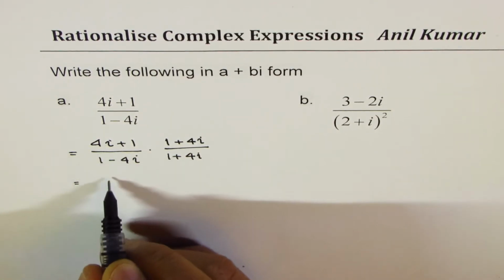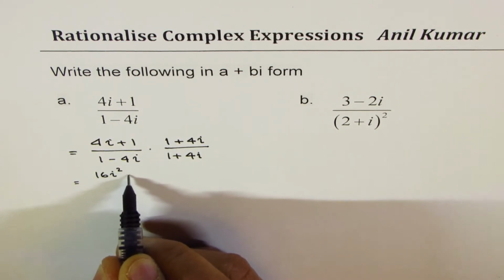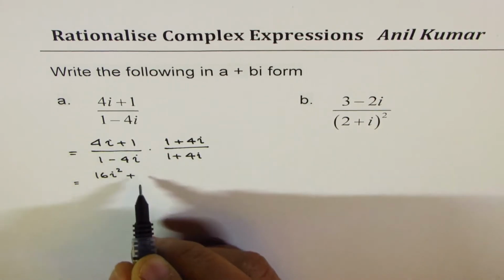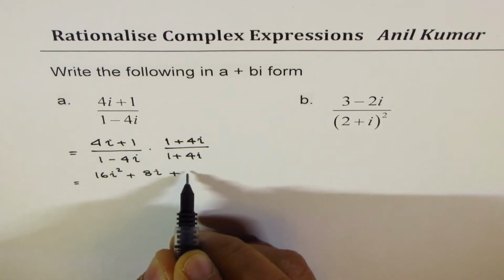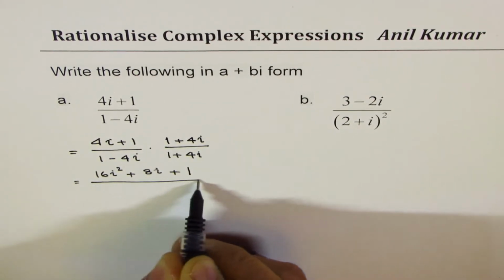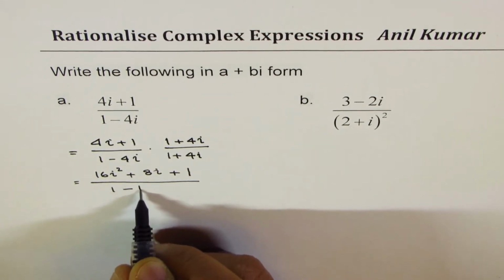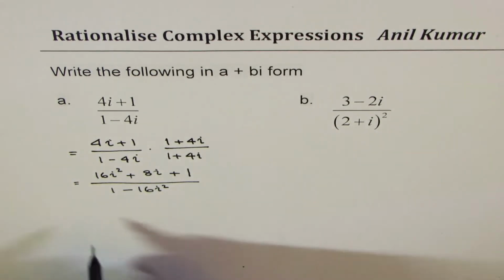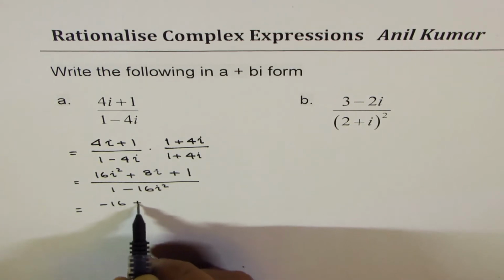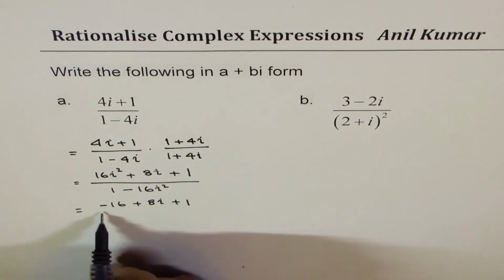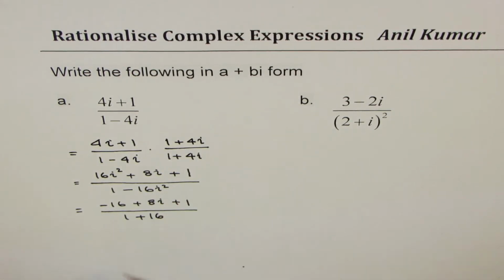That means you'll get square of the first term, which is 16i square, plus twice first and the second term, which is 8i, plus square of 1, which is 1, divided by a square minus b square, which is 1 minus 16i square, correct? Now i square is minus 1, so we get minus 16 plus 8i plus 1, and in the denominator we get 1 plus 16.